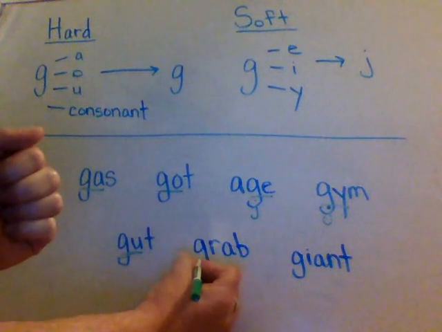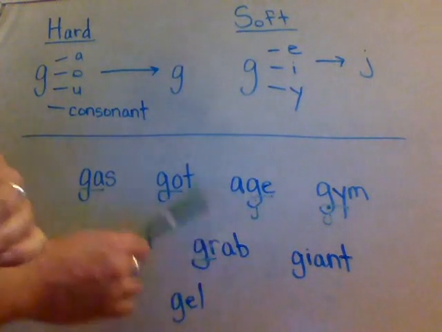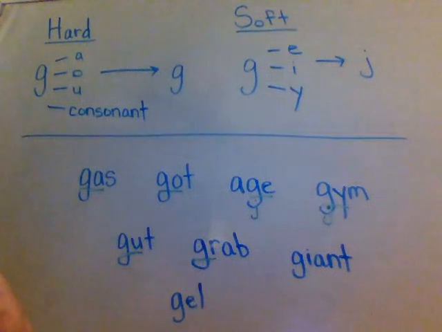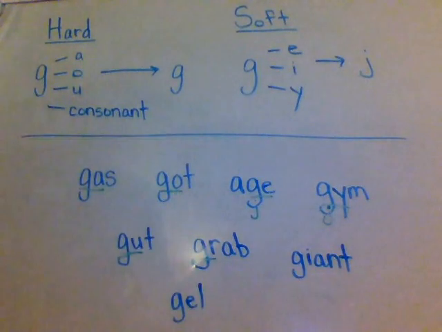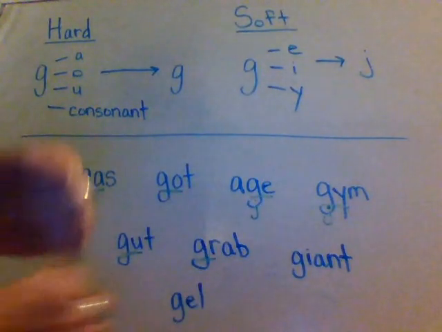Let's go to the next one and let's underline. We have G before R, which is a consonant. If we look at our rule, when G comes before another consonant, it is hard and says G. Let's read this with hard G. Grab. Like, don't grab that from me. Let's go to our next one.